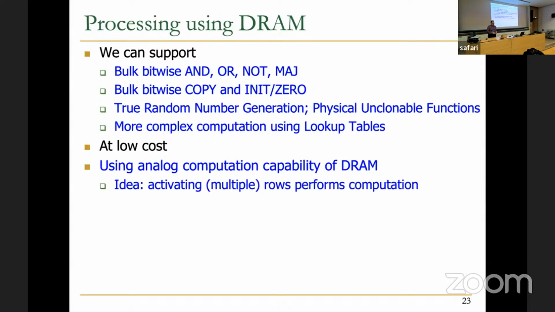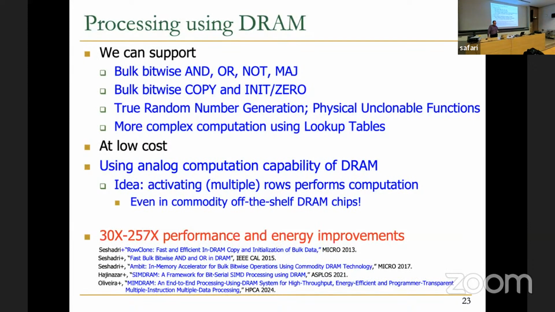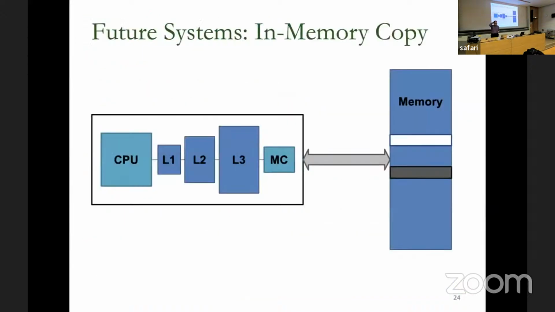The idea is that we want to activate multiple rows to perform computation. And this is possible even in commodity off-the-shelf DRAM chips, that Ismail has done a lot of work on. So you can talk to Ismail if you want to learn more. As a summary, the bottom line result is that we can have like 30 times to 257 times, depending on different papers, performance and energy improvement, and these are some sample works. But now let's quickly look at them.